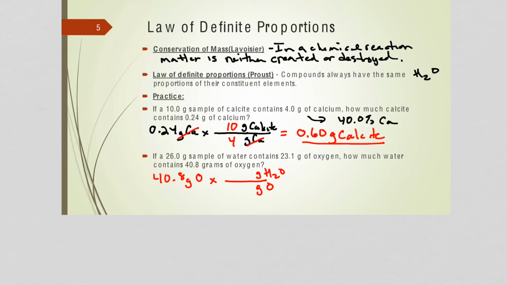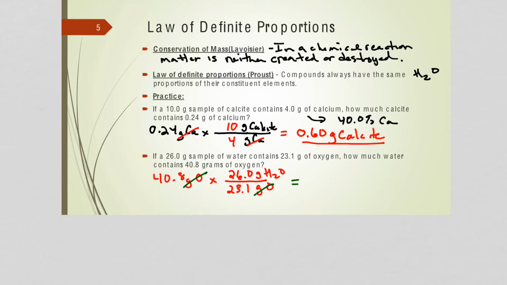that we have 23.1 grams of oxygen for every 26.0 grams of water. And that's going to hold for any sample of water. They're always going to be this same proportion, right? 23.1 grams out of every 26 grams.